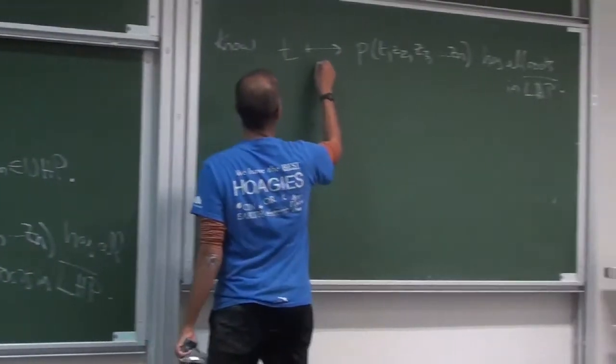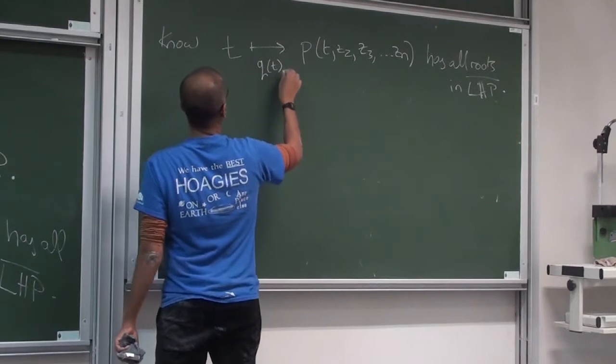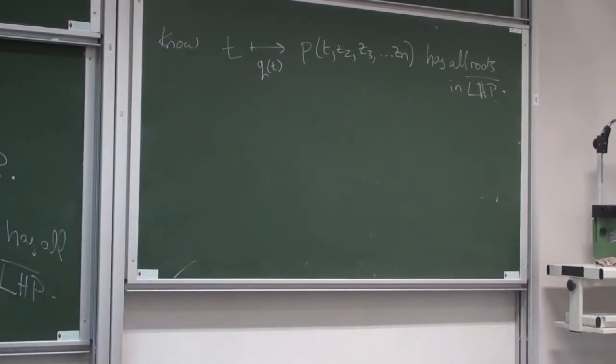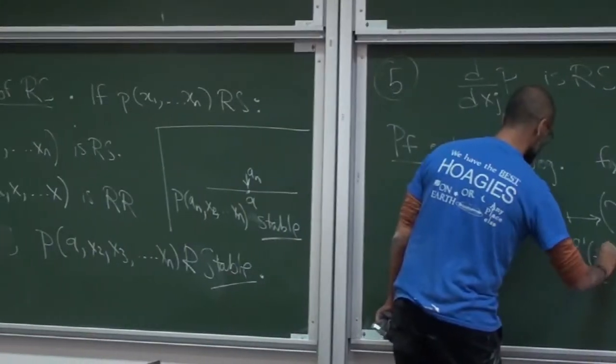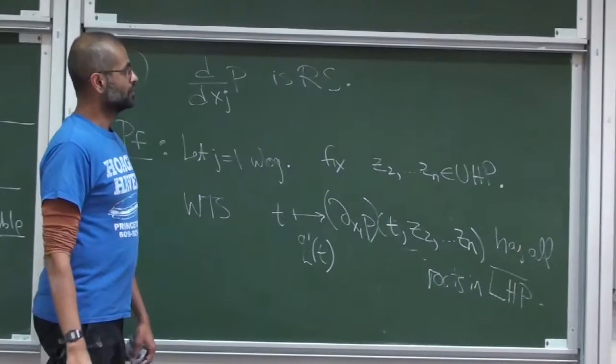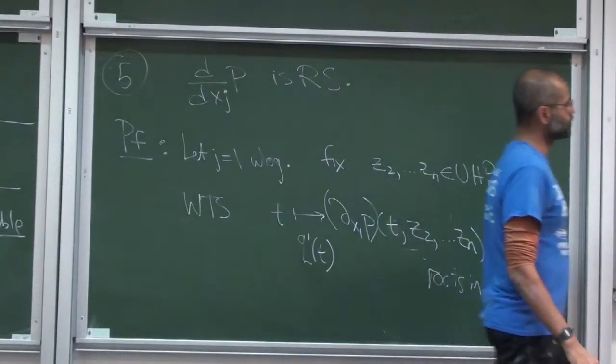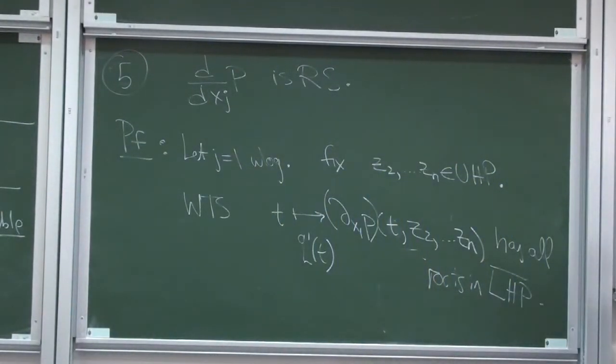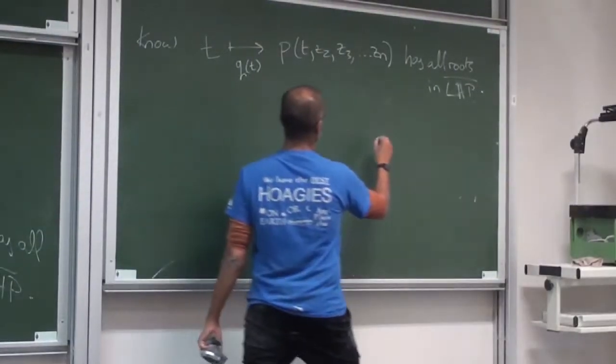So let's call this polynomial Q of P. Well, if this polynomial is Q of P, this polynomial is literally Q of P prime. I just differentiated in first coordinate. So this polynomial is Q prime of P. Okay. So what am I going to do? Use the Gauss-Lucas test, right?